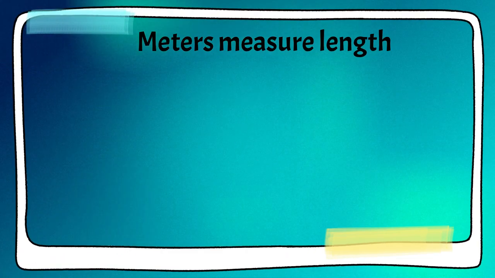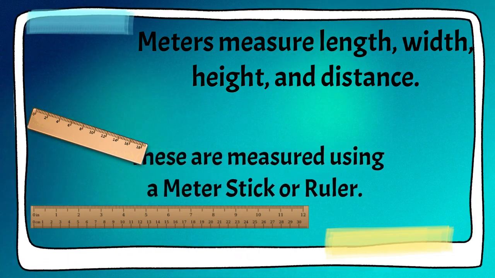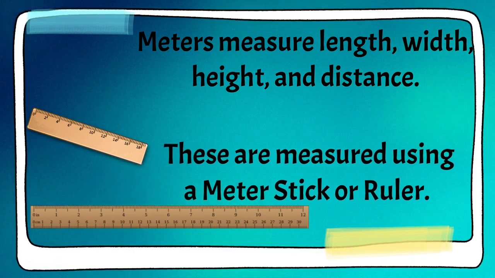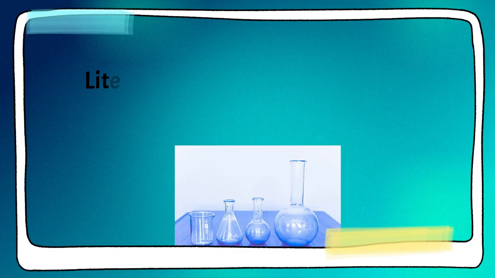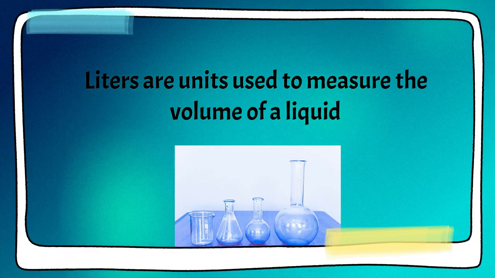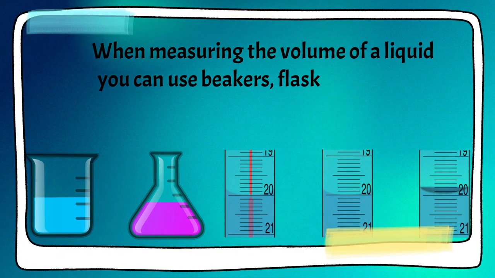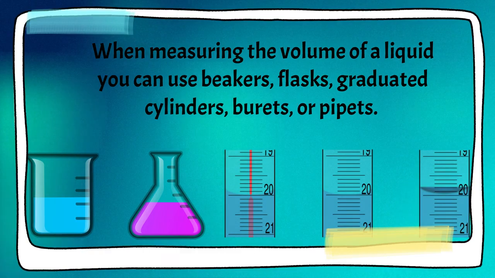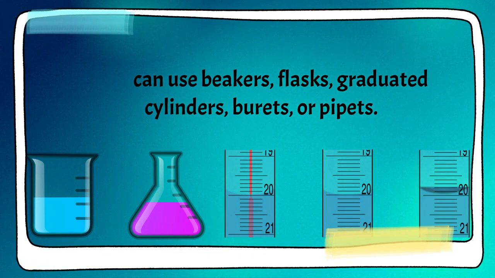Meters measure length, width, height, and even distance. And we're going to measure all of these using a meter stick or the metric end of a ruler. Liters are units that are used to measure the volume of a liquid. When measuring the volume of a liquid, you can use beakers, flasks, graduated cylinders, burettes, or pipettes. The ones we're going to focus on in this video are beakers, Erlenmeyer flasks, and graduated cylinders.